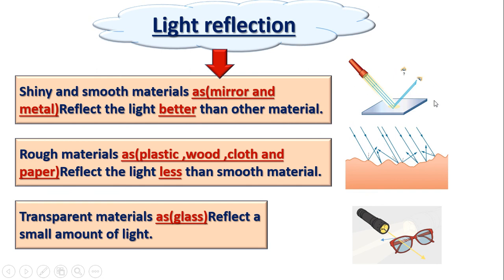And number 3, the last one is the transparent material. What is the transparent material? Like the glass, the air, the water, all of these are called transparent. With transparent material, you can see everything through them. Like the glass. The transparent material also reflects, but a very small amount of light. So the best one is the shiny and smooth materials. After that, rough materials. And after that, the transparent materials which reflect a very small amount of light. And these are the 3 materials which make a light reflection: shiny and smooth materials, rough materials, and transparent materials.